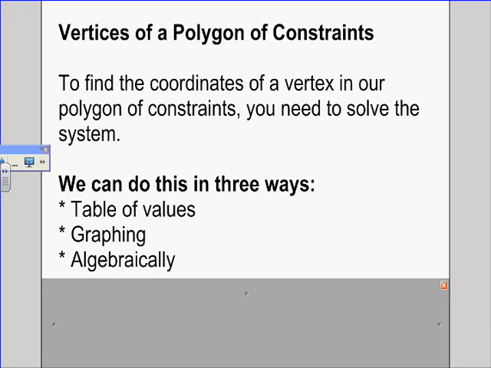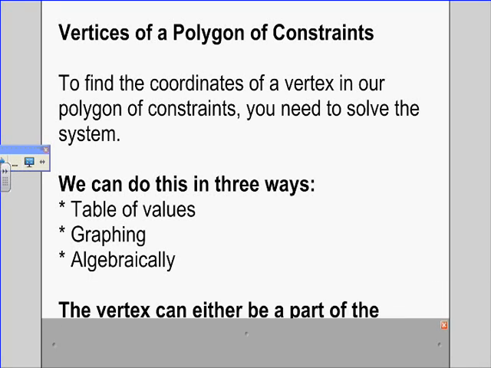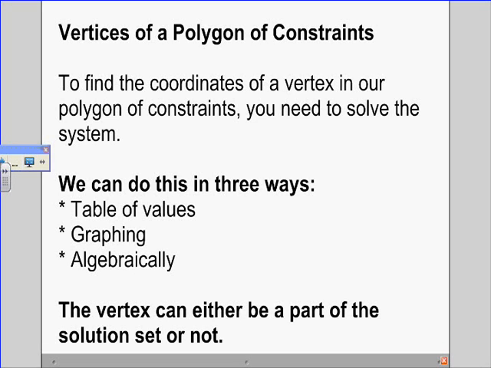That means actually using algebra, rearranging and using the methods for a system of inequalities. Our vertex can either be a part of our solution set or it can actually not be a part of the solution set. So what does that look like?